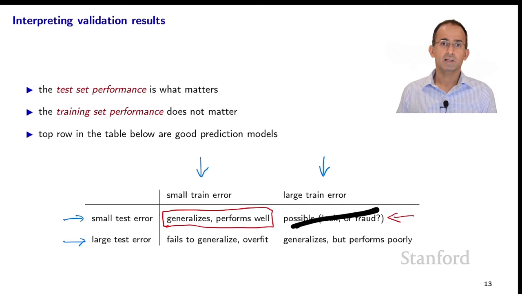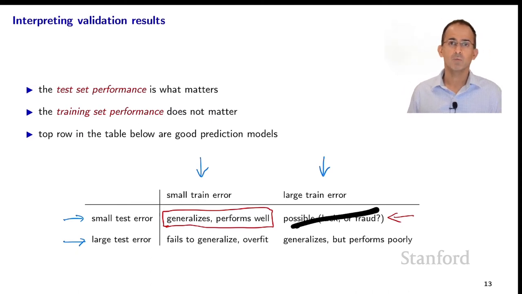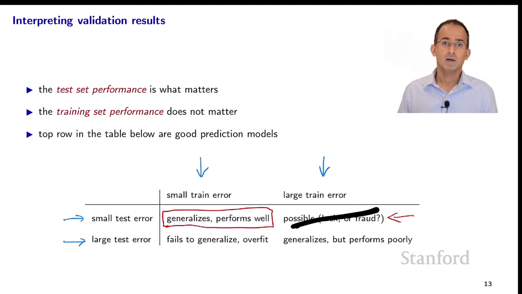If we have large test error, the bottom row, well, then there's two possible explanations. One is we have small training error, but we had large test error. This is the failure to generalize. We thought we developed a good predictor. It seemed to do well when we were training it. But then we tested it on data we've never seen before, and it didn't do well. We would say such a predictor is overfit.